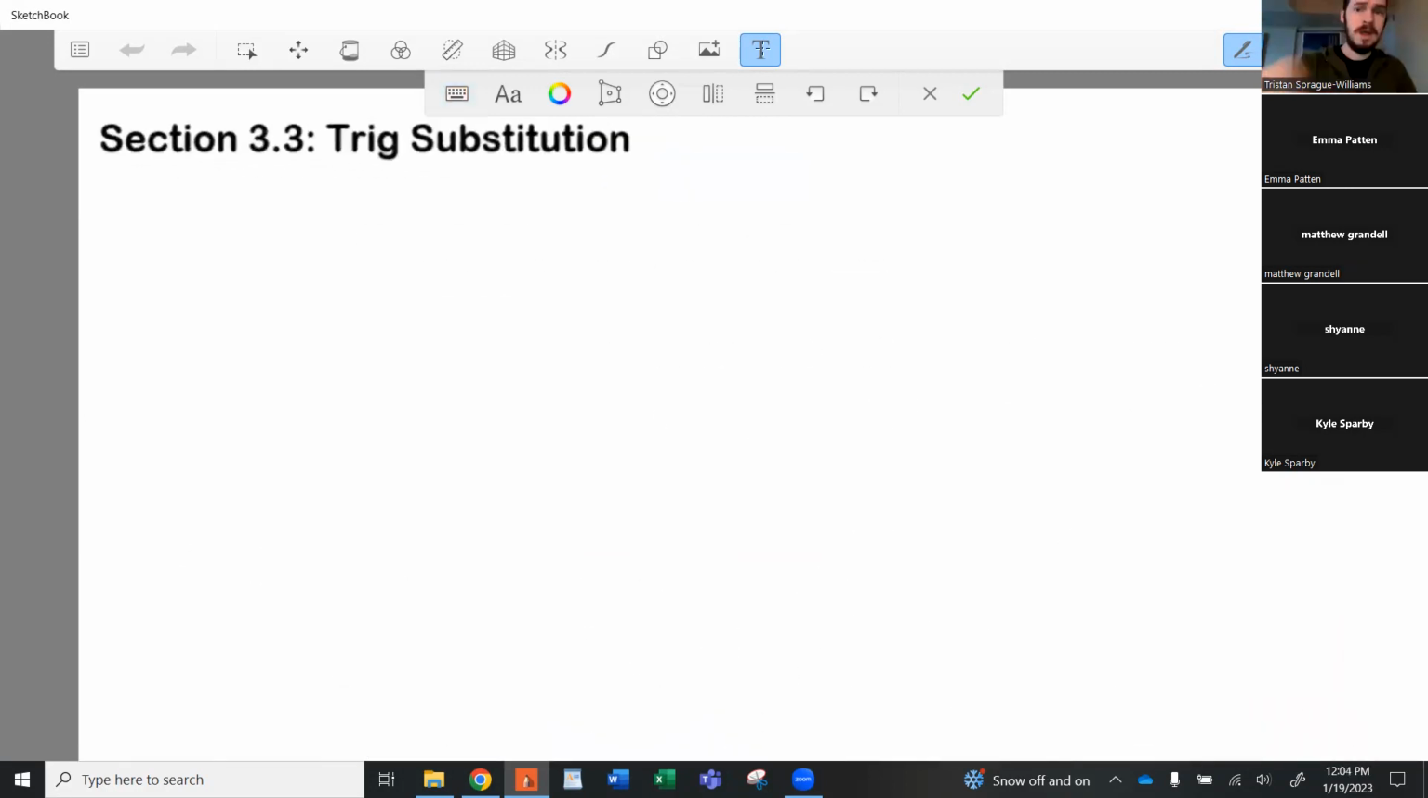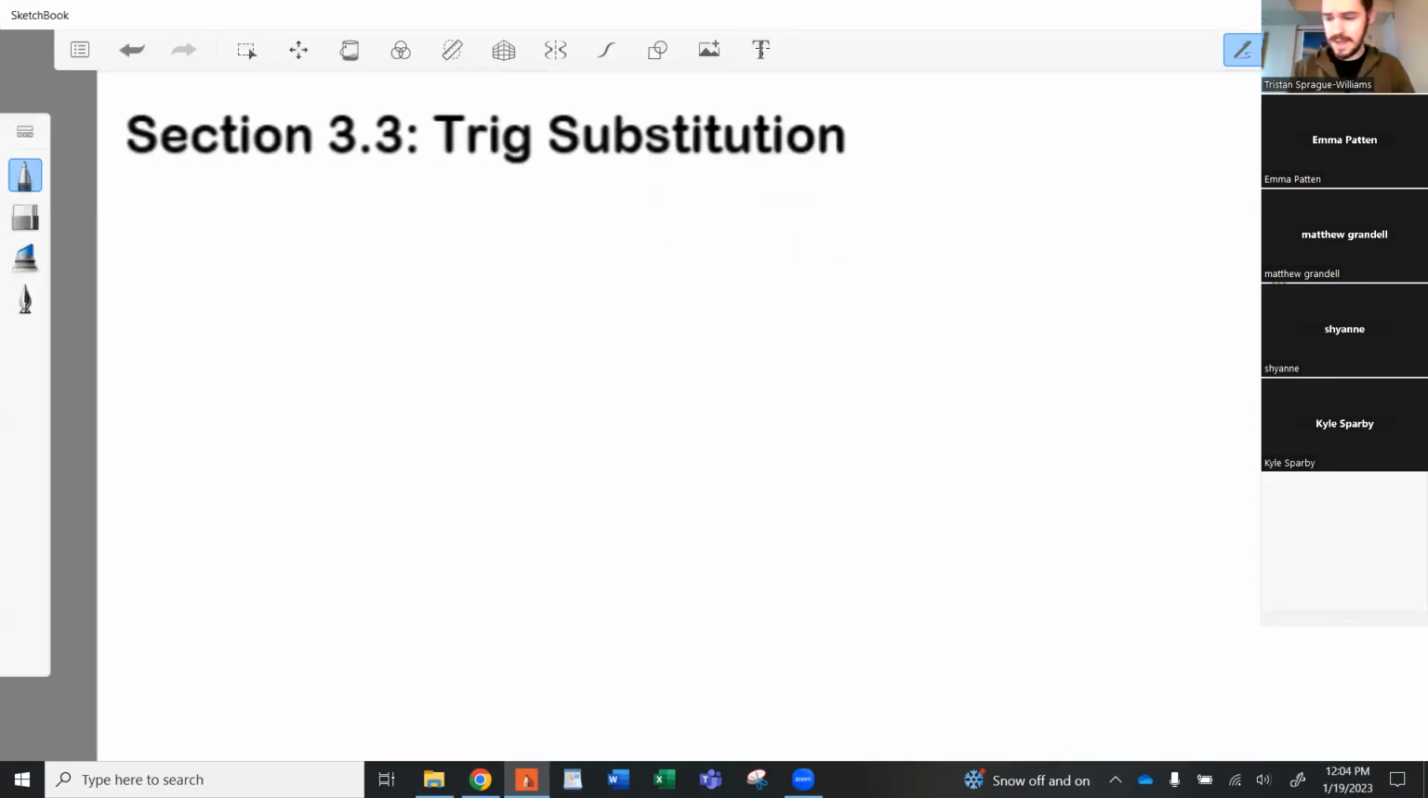Okay, so somebody, I think it was Caleb, raised the very important question when I first showed you the first example of this: how do you know when to use which substitution? So let's begin there. There's three situations that arise.